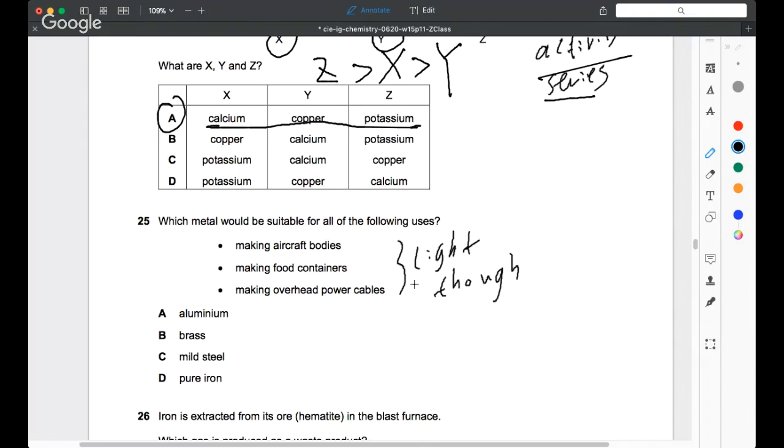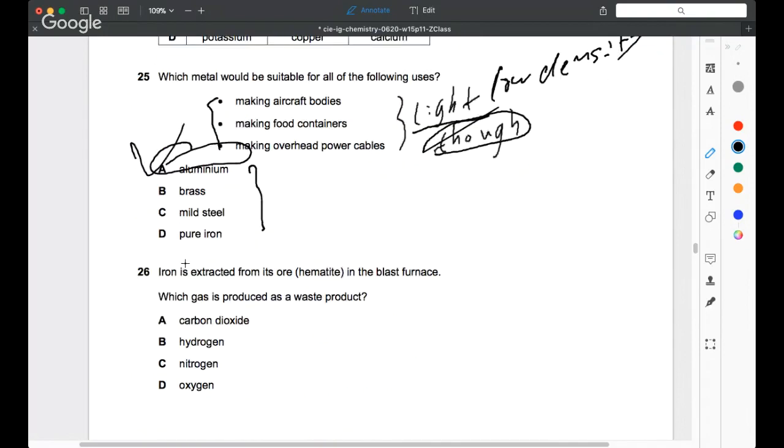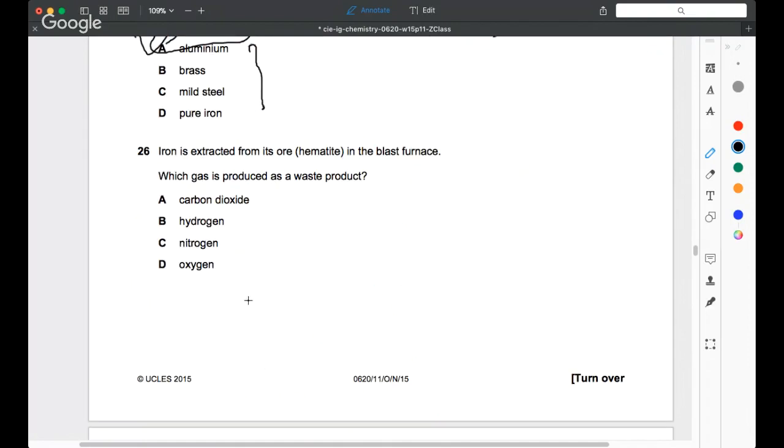Number 25. So we need one material for those three applications. As you can see, we want a light metal, which has a low density. And we want a good mechanical strength. We want it to be tough. So the only metal from here that meets the requirement is aluminium. So A is the right answer. Number 26. Okay, so number 26 we have.